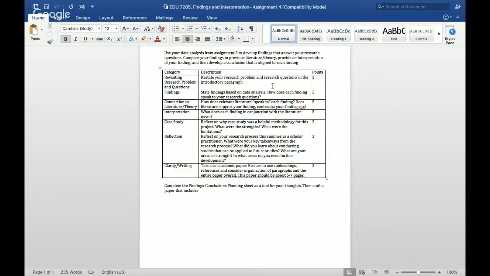So connect it with the literature. Tell us what all of that means. And again, remember to go back to your research questions when you're thinking about what this means. Go back to your research problem when you're thinking about what does all of this mean.